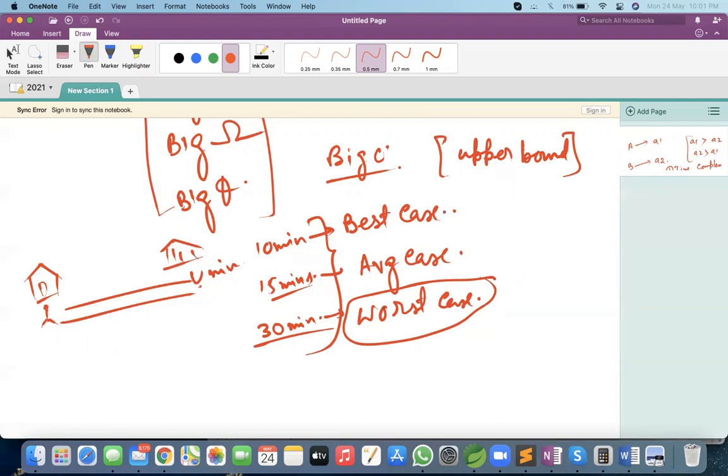So in algorithms also we can determine three types of complexity: best case, average case, and worst case. Best case means the minimum time your algorithm will take to find the output. What is the regular time it takes? That is average case. If your input is very big or under some other condition, what is the maximum time your algorithm will take to complete? That is called worst case.